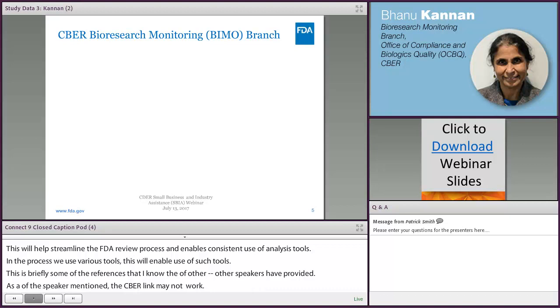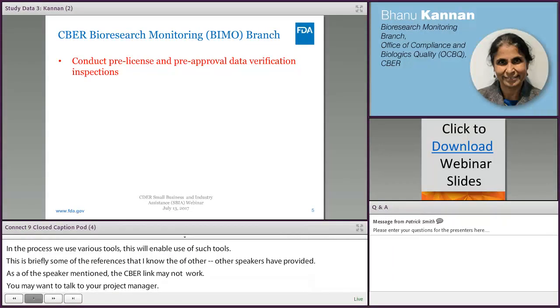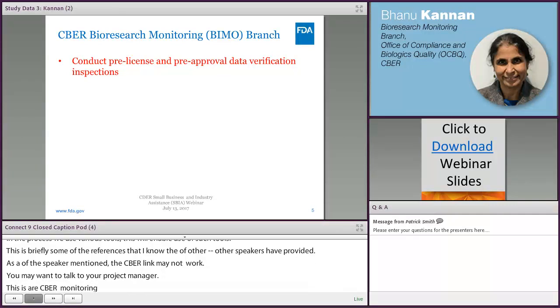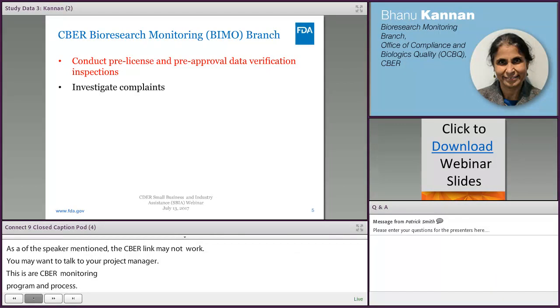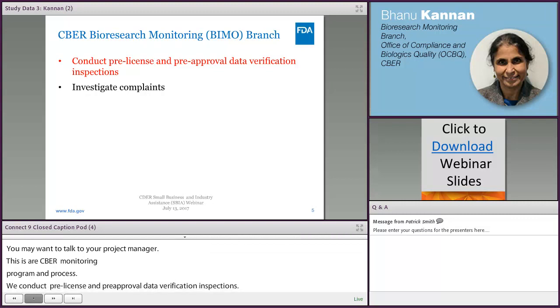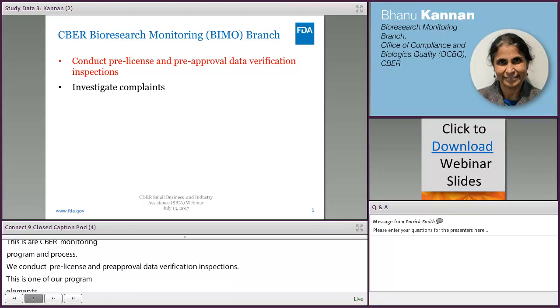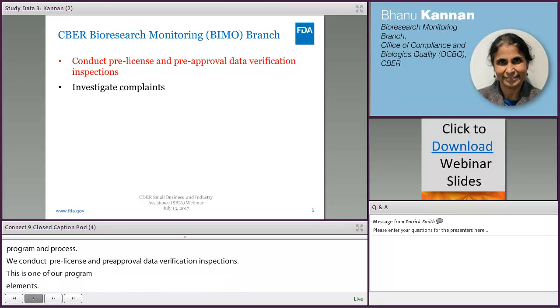So, what do we do? This is our CDER Bioresearch Monitoring Program and our process. So what does our branch do? We conduct pre-license and pre-approval data verification inspections. This is one of our program elements. This is where actually we do inspections of the data submitted to the BLA or PMA or supplemental BLA.